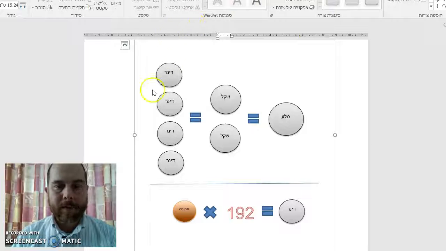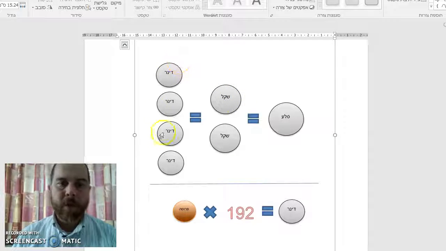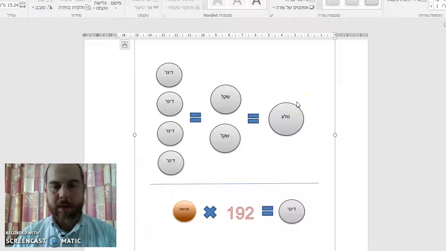Okay? The smallest silver denomination in the times of the Mishnah was a dinar. 4 dinarim made up a selah. 2 dinarim was a shekel. So 4 dinarim were equal to 2 shekel, which was equal to 1 selah. Those are the denominations we need in order to understand our Mishnah.